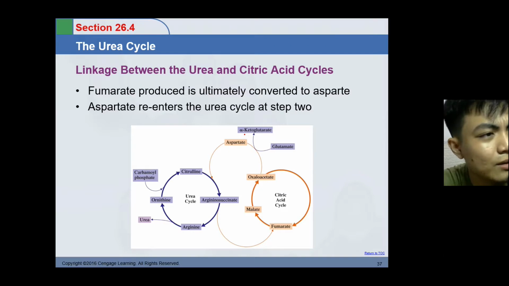As I said, there's a linkage between the urea and the citric acid cycle. The fumarate that will be produced will be converted further into aspartate in one of the steps in the Krebs cycle. The aspartate can go back to the urea cycle. So it just goes round and round. Eventually, the goal here is to get rid of the excess nitrogen.